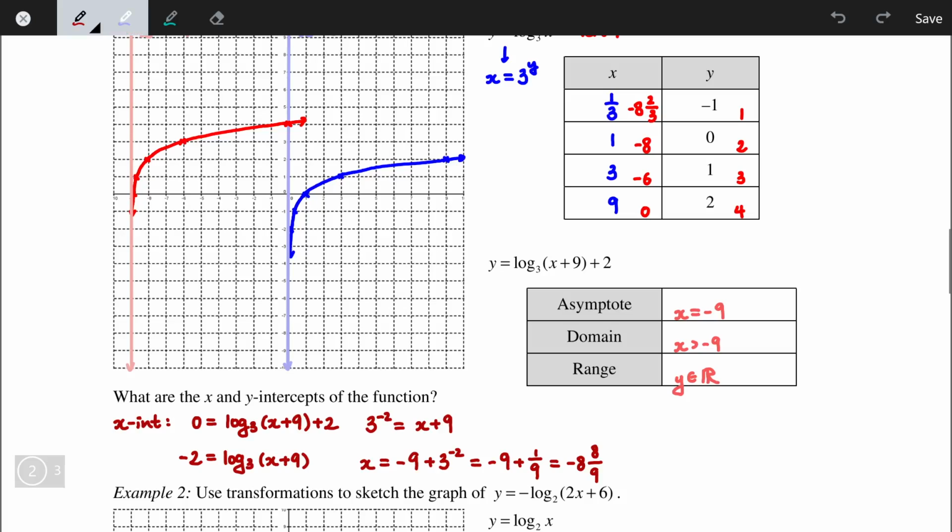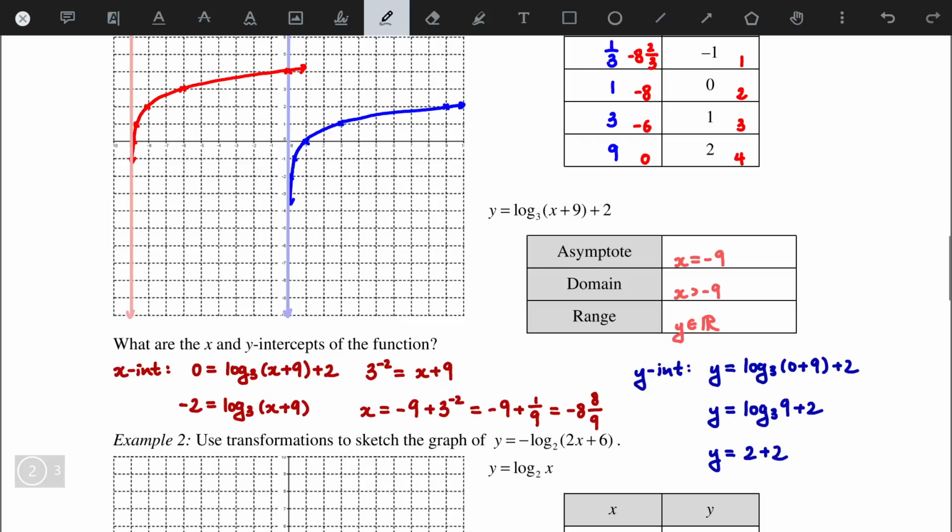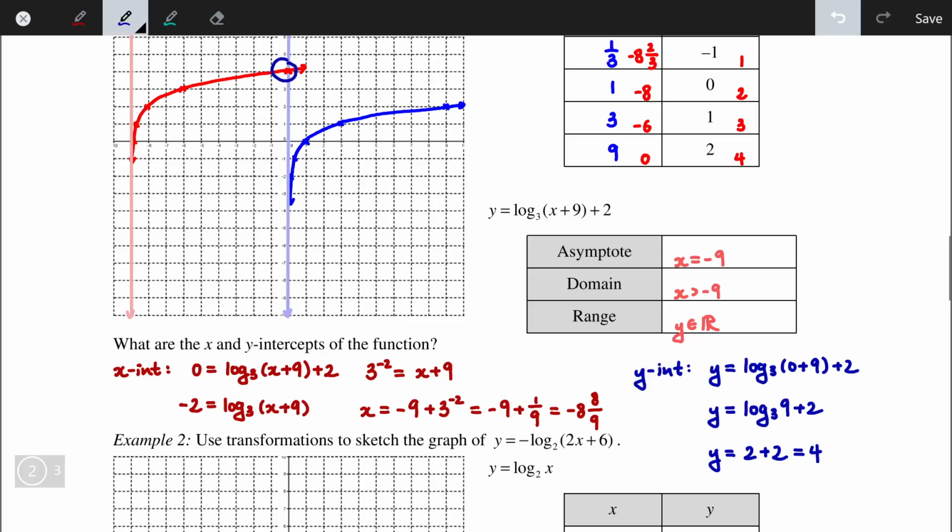Now for the y-intercept, we let x equal 0 and solve for y, of course. So go ahead and do this over here, y-intercept. We have y equals log base 3 of (0 plus 9), plus 2. That simplifies to just y equals log base 3 of 9 plus 2, which is quite fortunate because 9 is a power of 3, so that logarithm can be evaluated directly. That gives us 2 plus 2, which is 4. And we can see here we do have the point (0, 4) on our graph. So that's our y-intercept. Okay, so that's the idea for graphing these logarithmic functions.